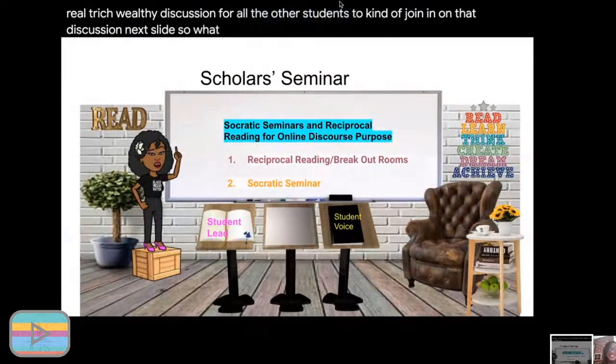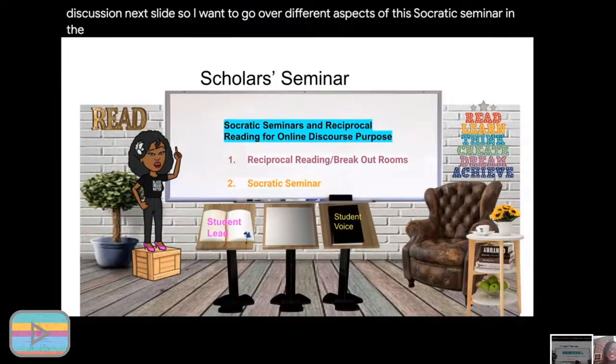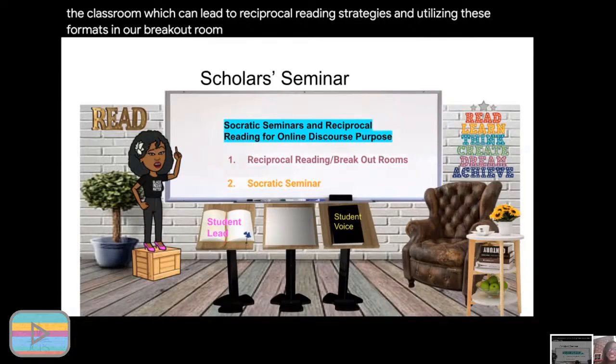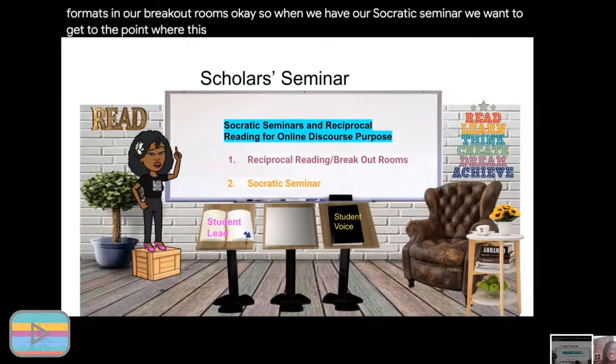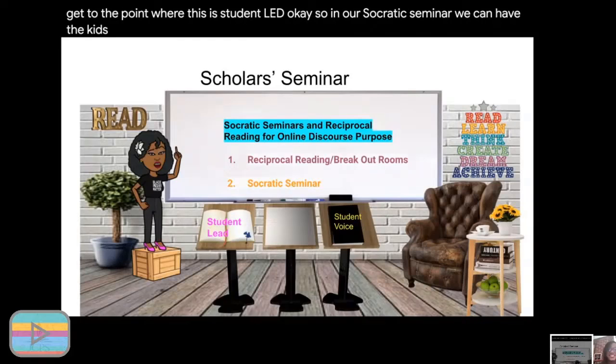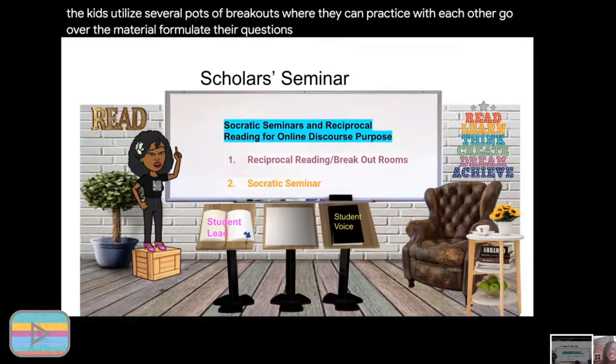So I want to go over different aspects of this Socratic seminar in the classroom, which can lead to reciprocal reading strategies and utilizing these formats in our breakout rooms. Okay, so when we have our Socratic seminar, we want to get to the point where this is student-led. So in our Socratic seminar, we can have the kids utilize several pods of breakouts where they can practice with each other, go over the material, formulate their questions, get wealthy information about what we are discussing.